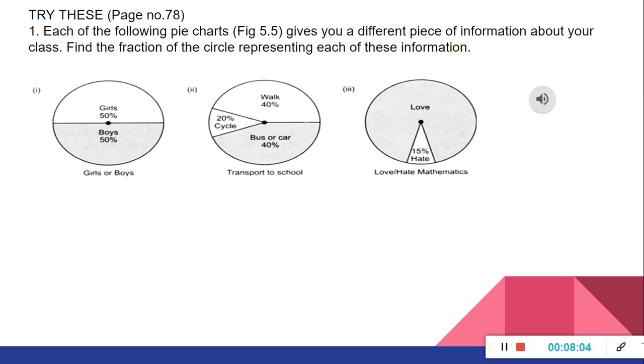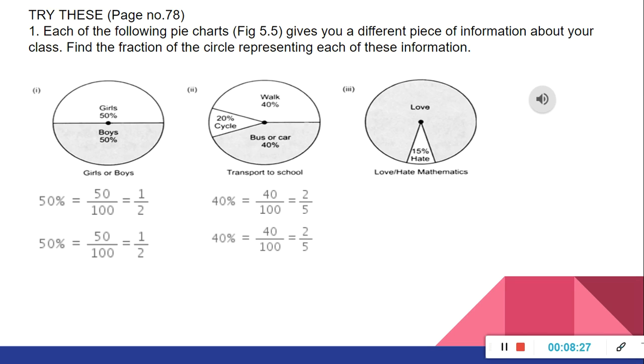That means the proportion of each sector. First, girls: 50 upon 100 is equal to 1 upon 2. Same way, boys: 50 upon 100 is equal to 1 upon 2. Second one, walk, that is 40%. 40 upon 100 is equal to 2 upon 5. Again, bus or car, that is also 40%. 40 upon 100 is equal to 2 upon 5. Now, cycle, that is 20%. 20 upon 100 is equal to 1 upon 5.